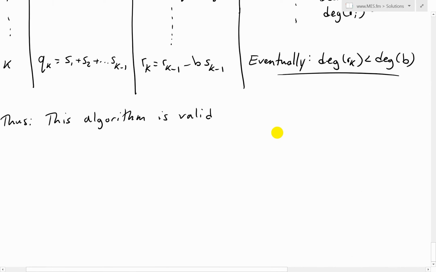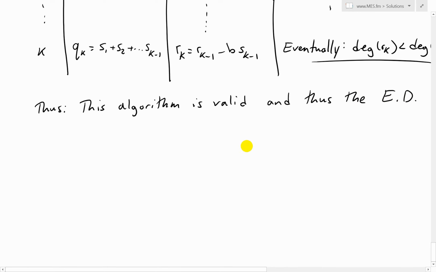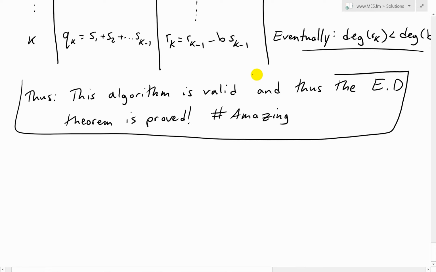So thus this algorithm is valid, and thus the Euclidean division for polynomials, or the theorem, is correct. Euclidean division theorem is proved. So because we proved this algorithm, thus it's proved. Hashtag amazing. This is actually quite an interesting proof, where we prove it by proving the algorithm instead of just a conventional proof type method.